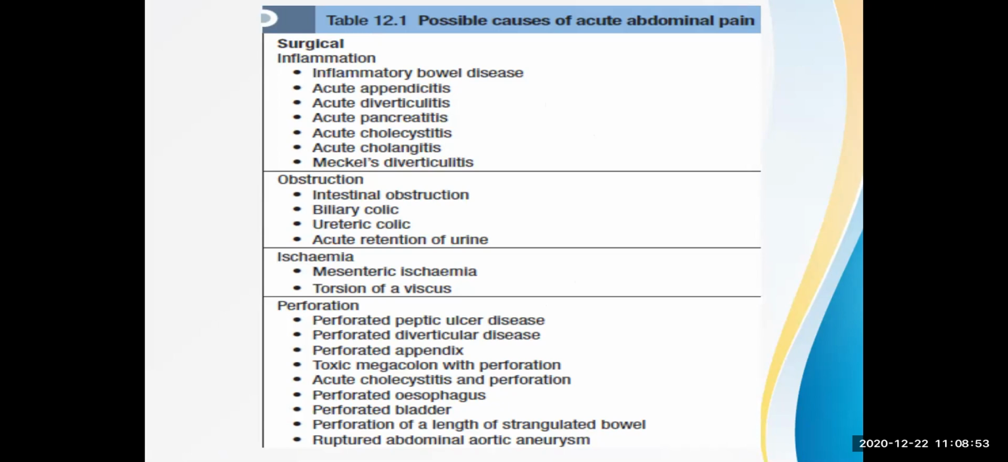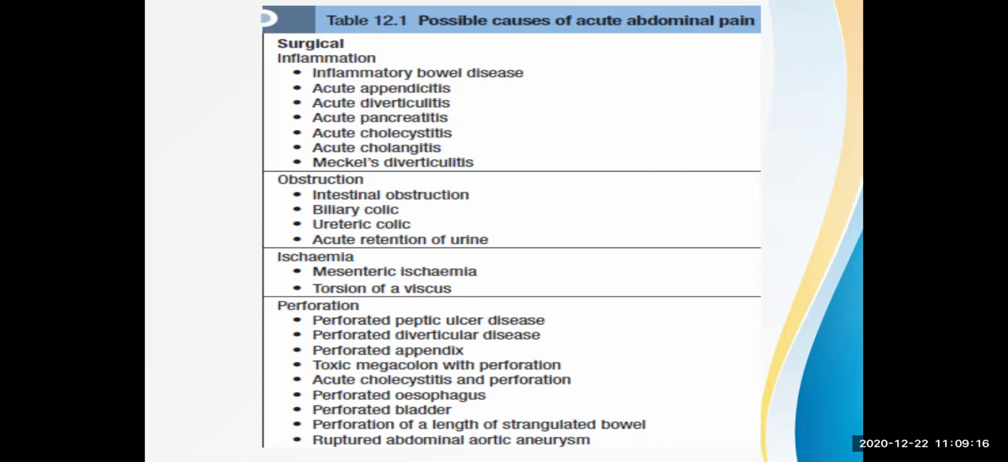So if these arteries are blocked, especially the superior mesenteric artery, which has a high chance of blockage, it will lead to mesenteric ischemia. The bowel may die as a result of ischemia. Torsion of a viscus, the twisting of a viscus: which type of intra-abdominal organ can be twisted?